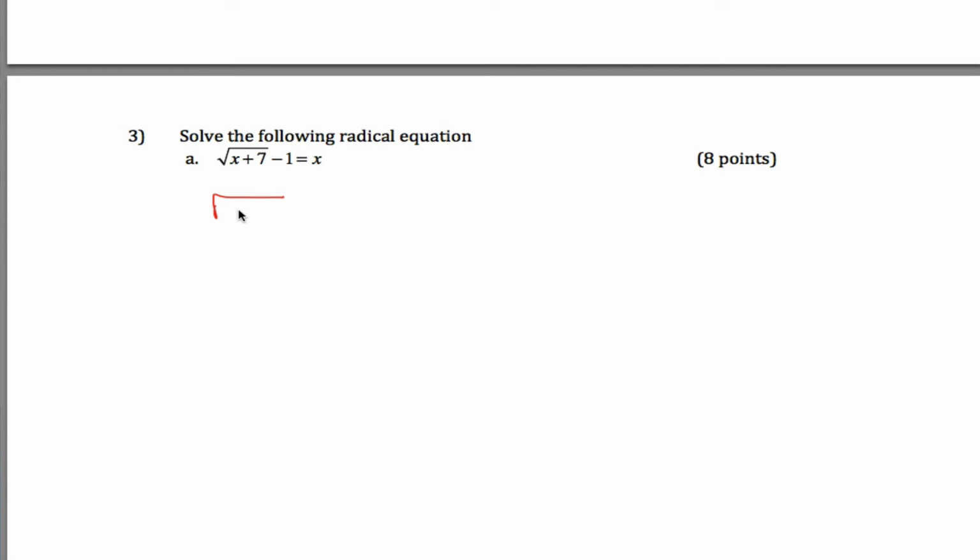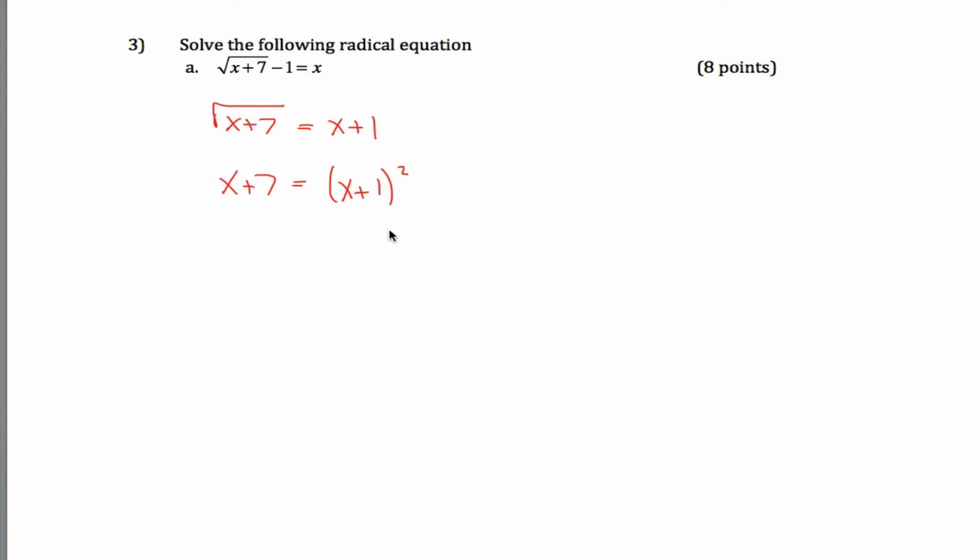So first, isolate the radical. So add 1 to both sides of the equation. So now that I've isolated the radical, now I can square both sides of the equation. The square root of x plus 7 squared is just x plus 7. If I square this side, I got to square this side. On this side, I got x plus 1 squared.